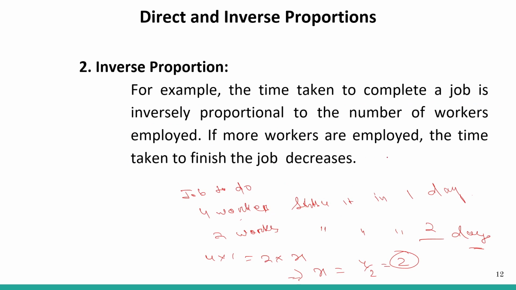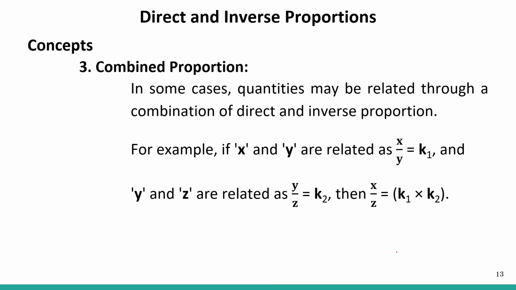Okay. So here you can see the completion of a job is inversely proportional to the number of workers employed. So if more workers are employed, the time taken to finish the job decreases. When we gave 4 workers to finish that job, it was finished in 1 day. But when we decreased the number of workers, the number of days it took to complete the work increased. Okay. So let's see the third kind of concept, that is the combined proportion. In some cases, quantities may be related through a combination of direct and inverse proportion.